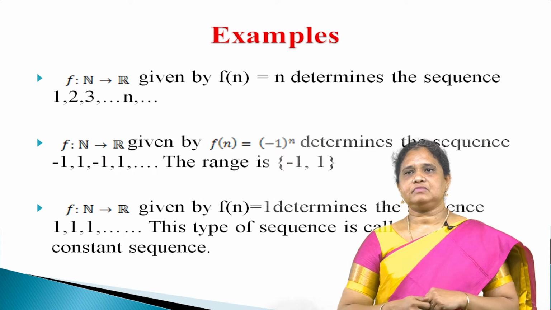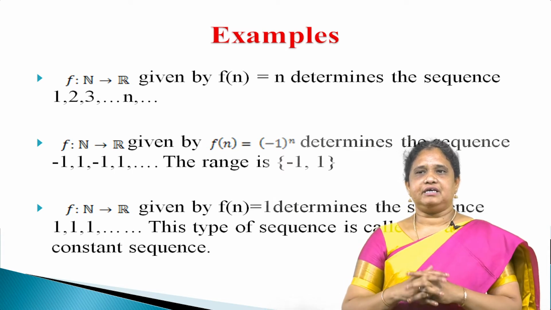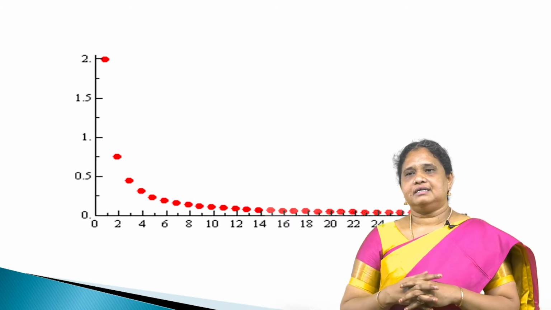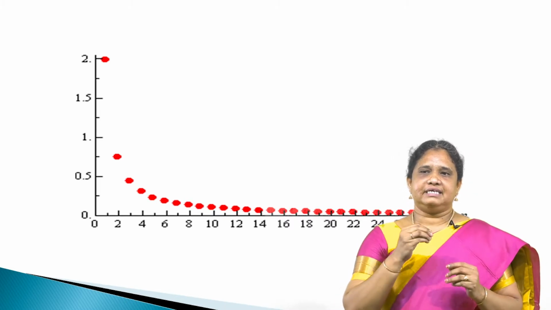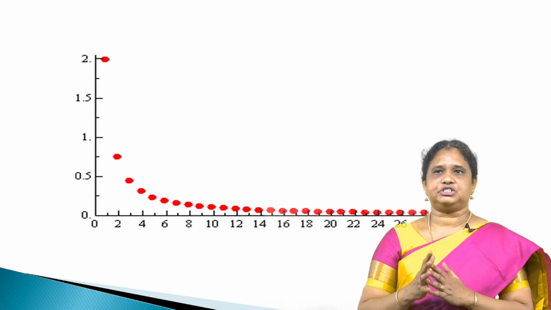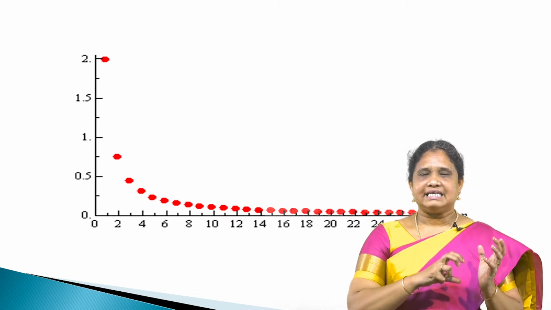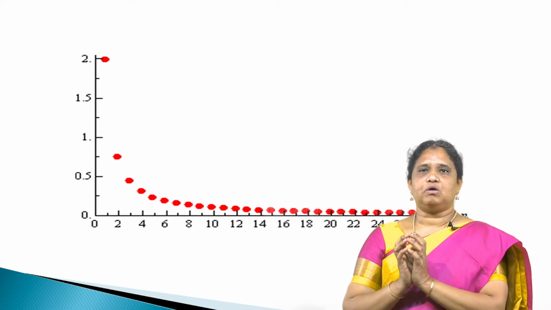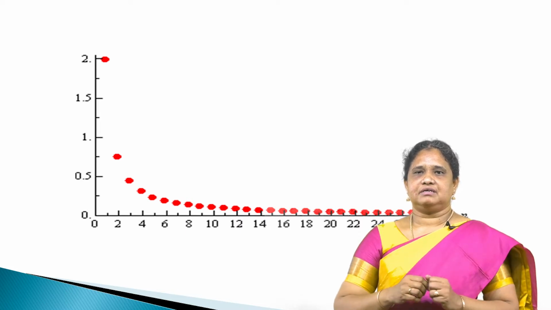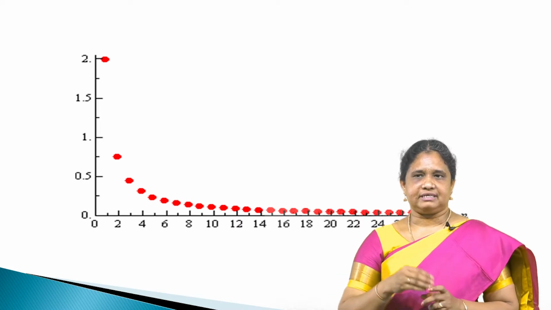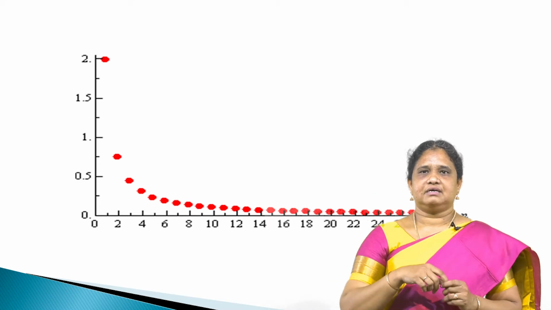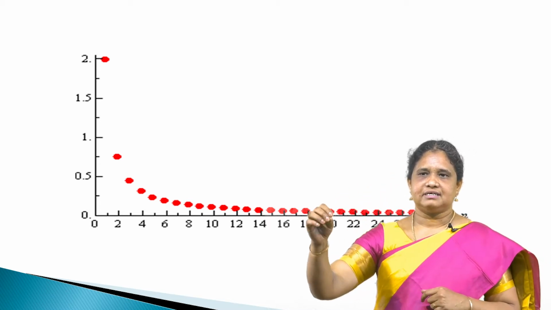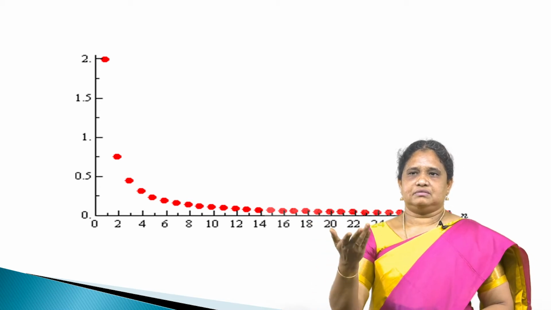Next, let us see the limit of a sequence. Limit means that in a sequence, after a stage, the terms approach a fixed number called the limit. The graphical representation of that limit is shown: the sequence goes on and approaches nearly 0 in this sequence.